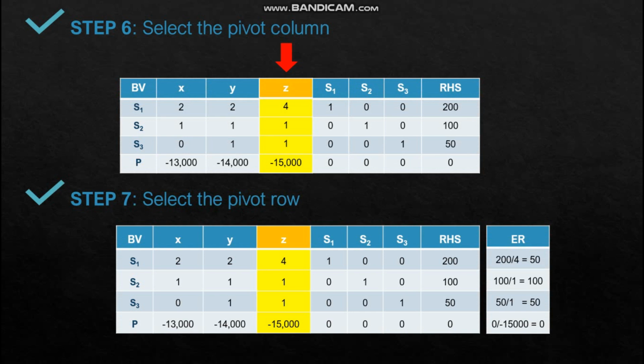Here, we will be selecting the ER of the lowest value. In this case, we have an equal amount, so we will not be selecting 0 for our ER. Actually, we can choose either of the two. The outcome is still the same. But for this part, I will be selecting the first row. So we now have S1 as our pivot row.